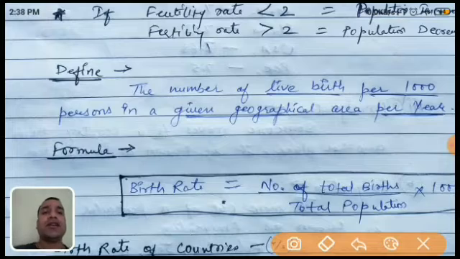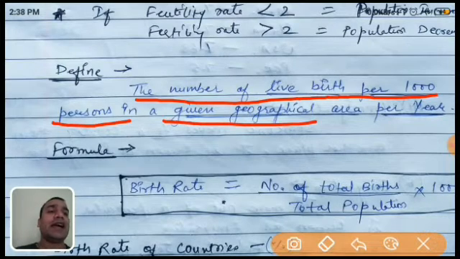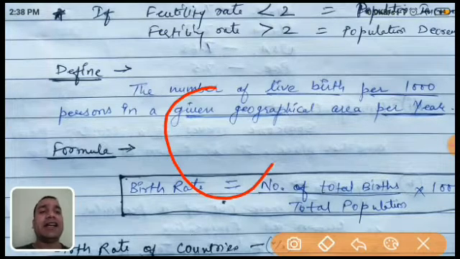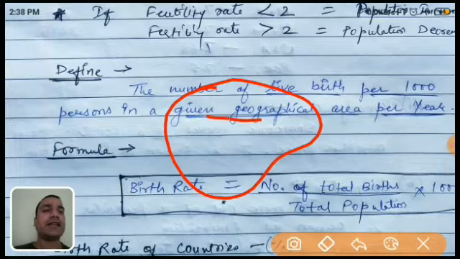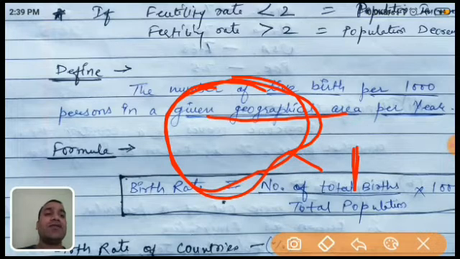What is the definition of birth rate? Simple. The number of live births per 1000 persons in a given geographical area per year. I think you did not understand. Now see, if this is India, this is the geographical area. It is a particular place, either MP, or India, or any country. For 1 year, how many children are taking birth, this is called the birth rate.